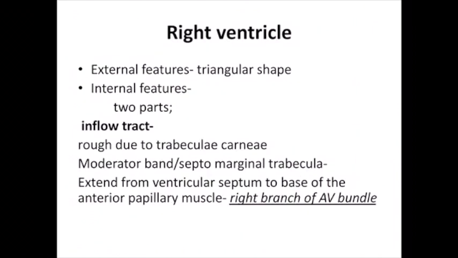Let's discuss about the right ventricle. Right ventricle is somewhat triangular in shape, and interiorly it also has smooth part and rough part. The rough part is also called inflow tract. Rough is due to trabeculae carneae, and also it has a moderator band, also called septomarginal trabecula, which extends from ventricular septum to base of the anterior papillary muscle. Important thing of the moderator band is that the right branch of the atrioventricular bundle of the conduction system traverses through this moderator band.